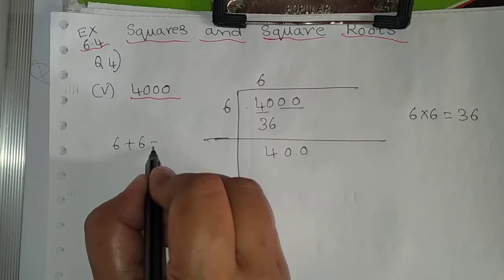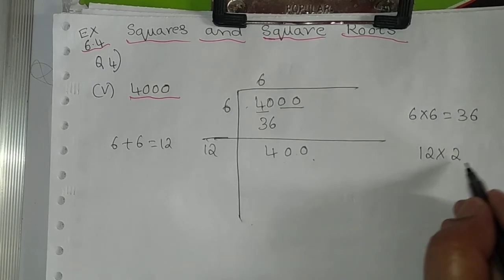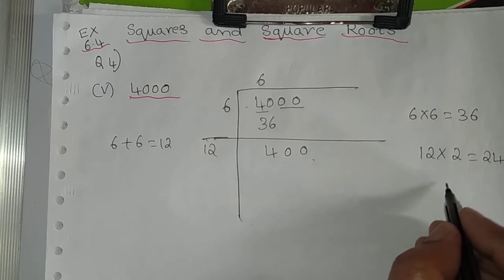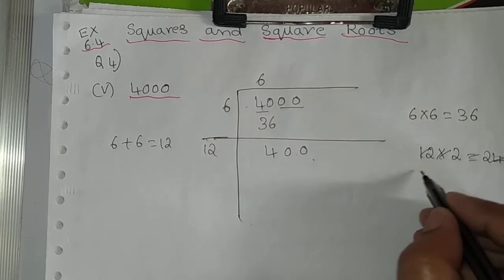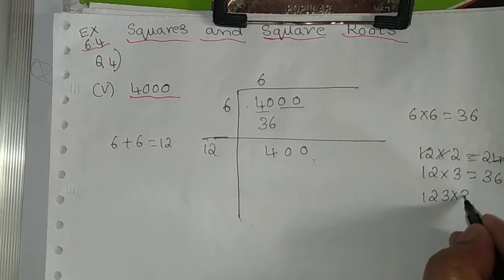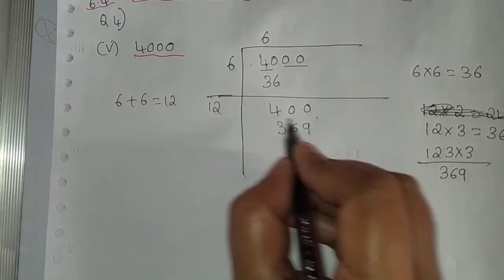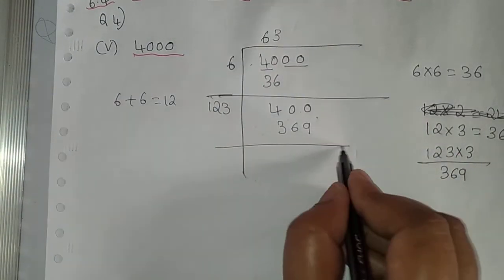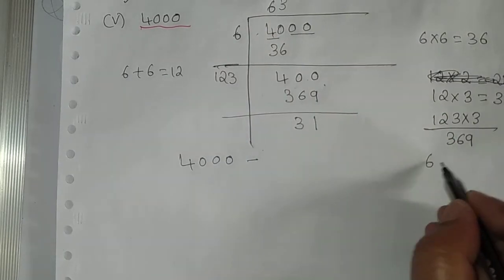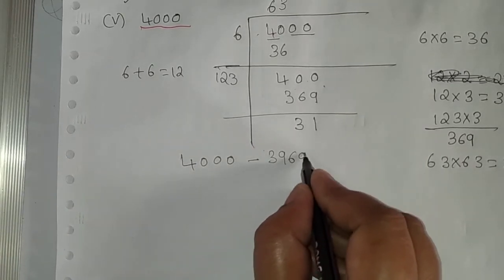Add these two, 6 plus 6 is equal to 12. 12 we get, then the nearest number to the 40 is 12 into 2 is equal to 24. 24 we take, so 12 into... this is not possible. We'll take 12 into 3 is equal to 36 we'll take. So 123 into 3 will become 369. So substitute here, that is 369, write 3 here. So minus this we get 31. Therefore how much? 4000 minus 63 into 63 will be 3969. So minus 3969 we get 31.